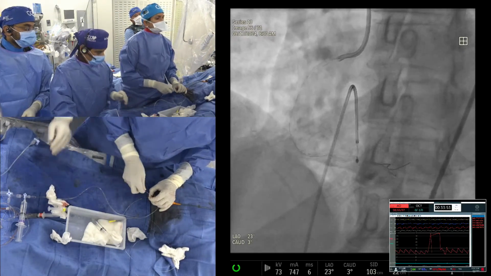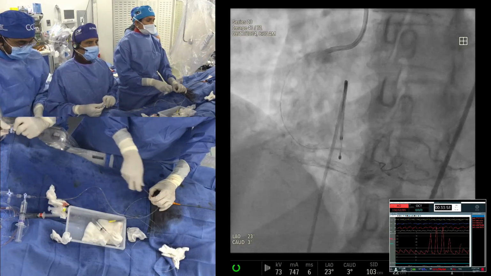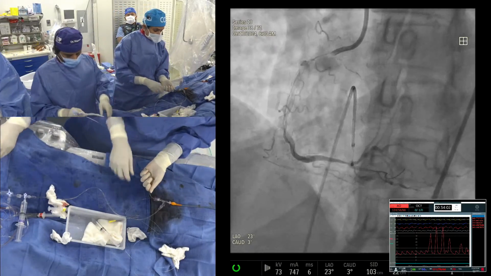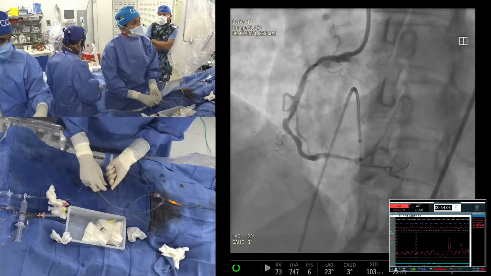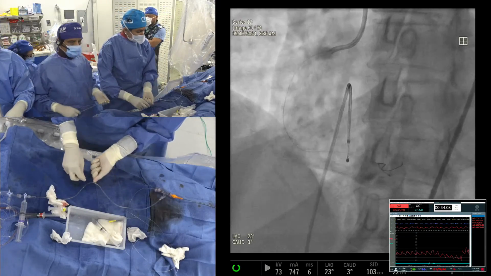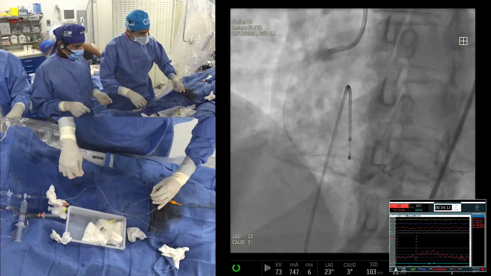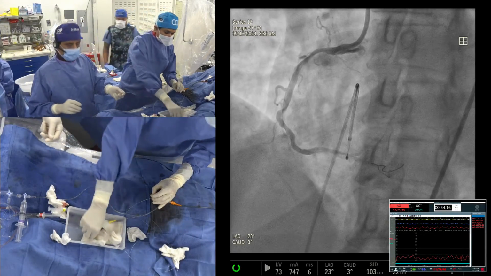So I think we just put the stent first. 3.5 by 48. There is a lot of wire bias at that mid RCA, after that large RV branch, where we stopped. The ST has improved slightly, but it's still there.